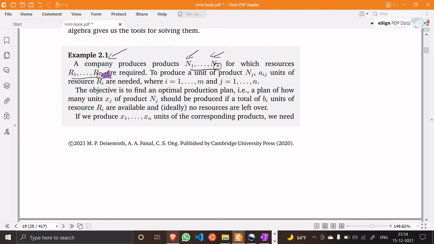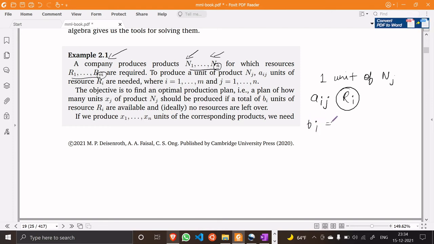Okay, so what we know is that in order to make one unit of nj, we need aij. Don't focus on the subscript too much. It's just a way of relating the product with the resource number. Okay, so we need aij units of ri. And we also know that we have only bi units of ri. Okay, nothing more, nothing less.